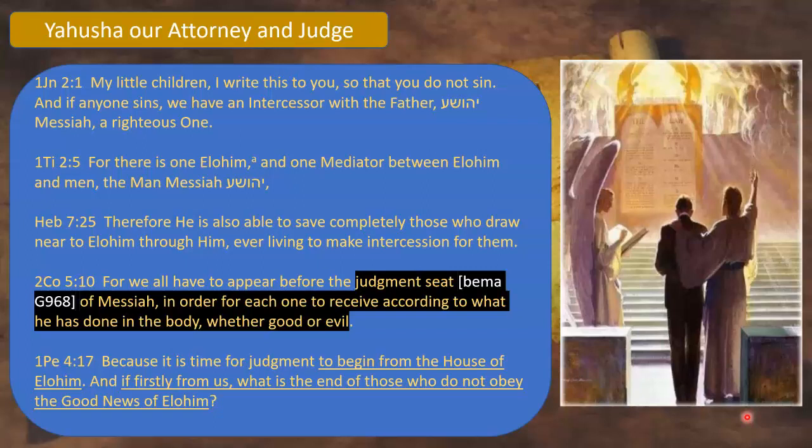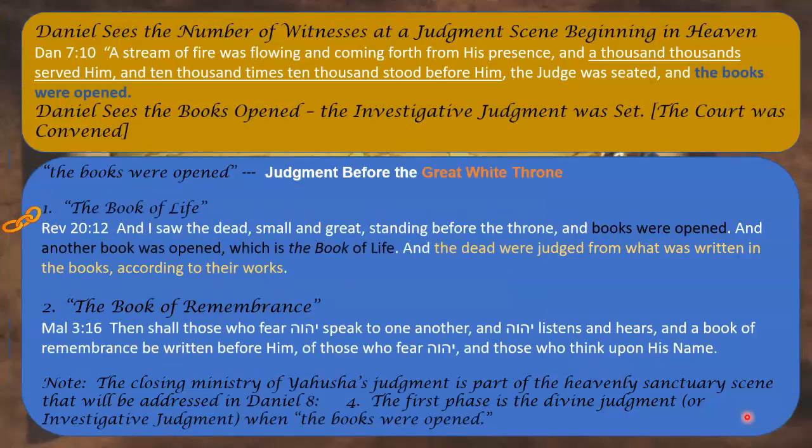In 2 Corinthians 5:10, "For we all have to appear before the judgment seat, which is the Bema seat of Messiah, in order for each one to receive according to what he has done in the body, whether good or evil." Now, the Bema seat is different than the great white throne judgment. 1 Peter 4:17, "Because it is time for judgment to begin from the house of Elohim, and if firstly from us, what is the end of those who do not obey the good news of Elohim?"